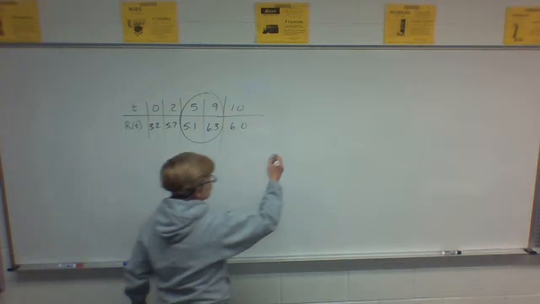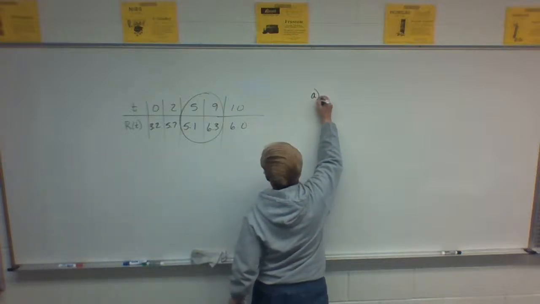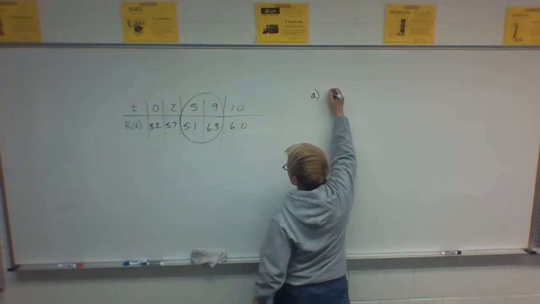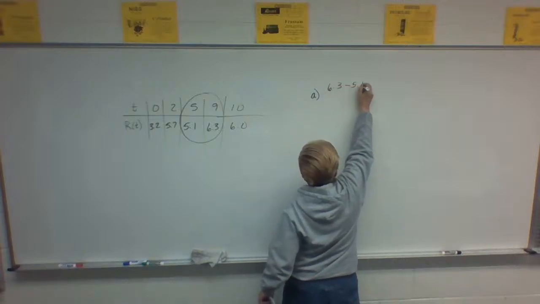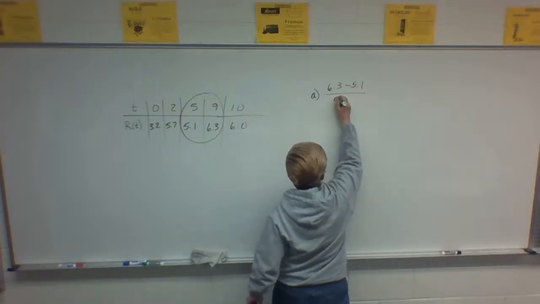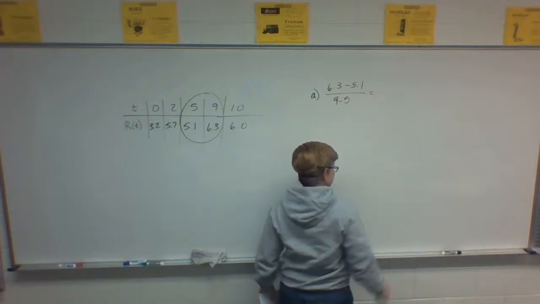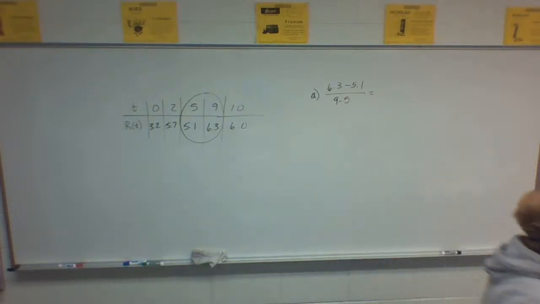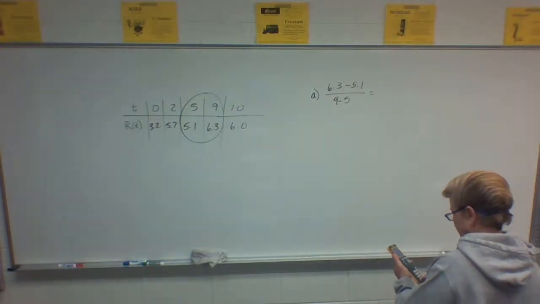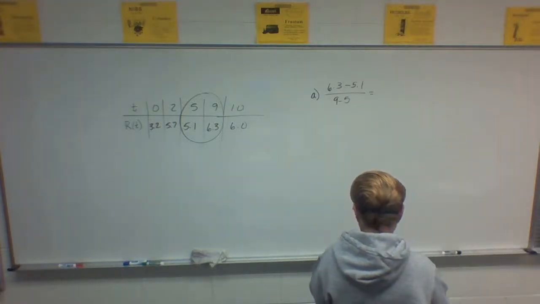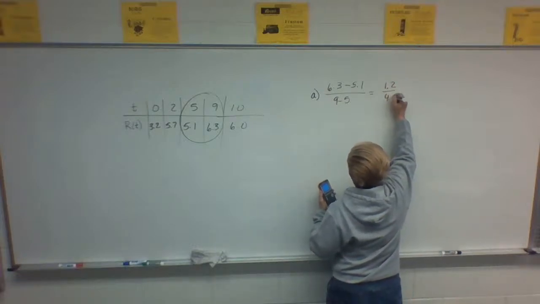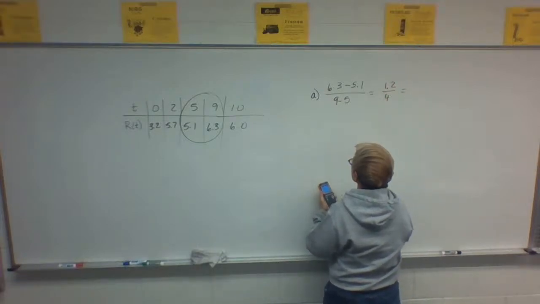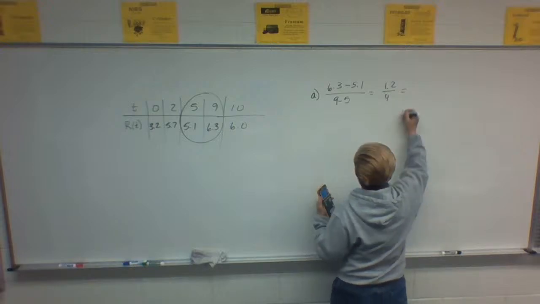To do part A, this is the math behind it: the change in Y's, 6.3 minus 5.1, over the change in X's, which is 9 minus 5. That's the best we can do at estimating what the rate was at 7. So that's 1.2 over 4, which is 9 minus 5, yep, 0.3.